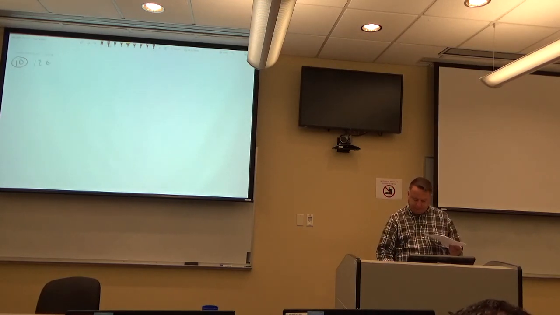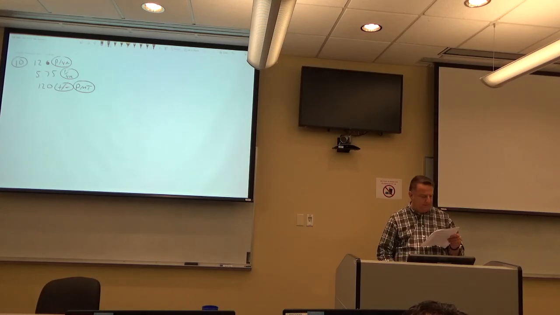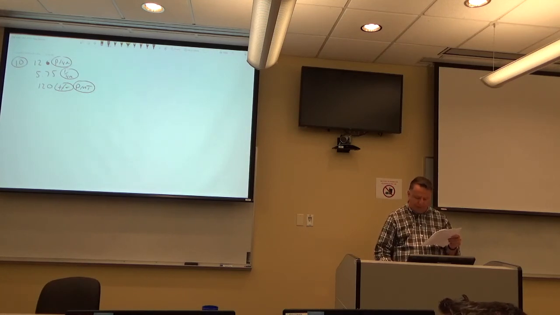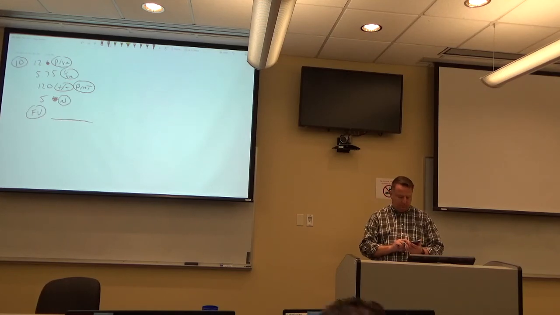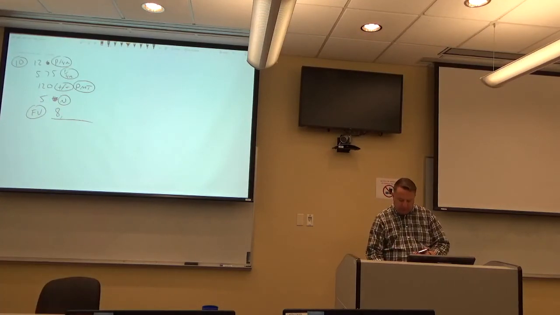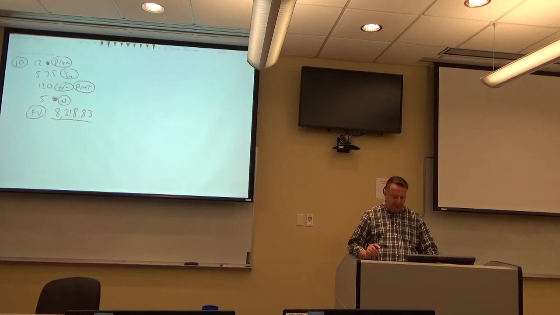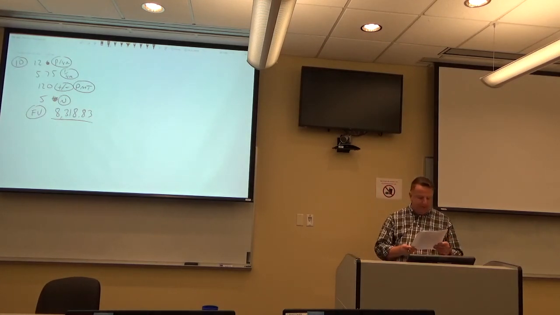Okay, monthly? So it's 12. 5.75 is our interest rate. 120 is going to be their payment. Okay, and this is 5 years. So we'll be solving for future value to start with. So 8318.83 is the amount that will be accumulated by the end of the 5-year term.